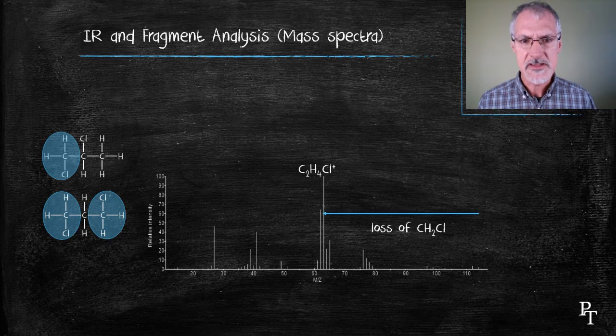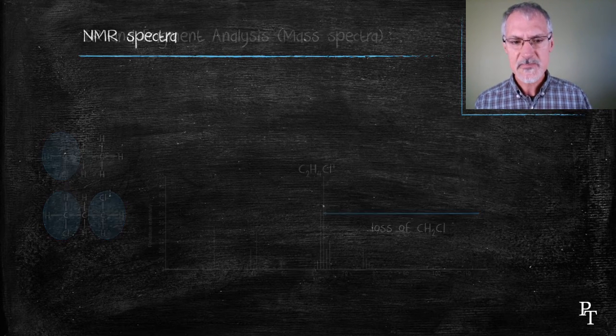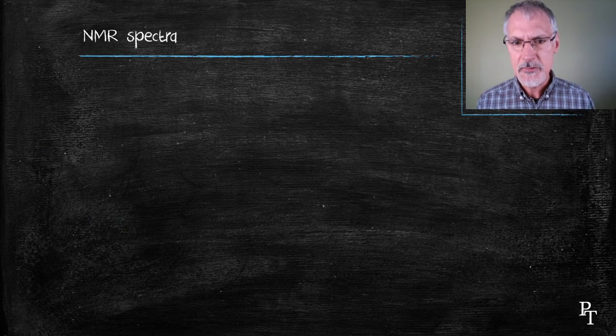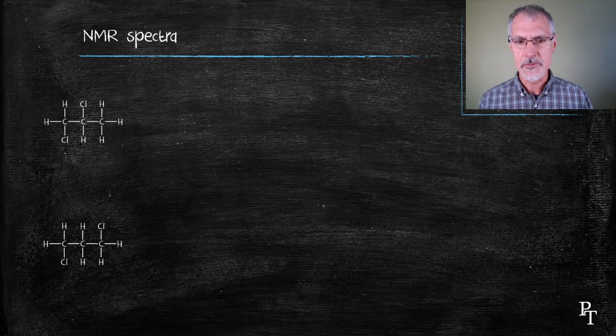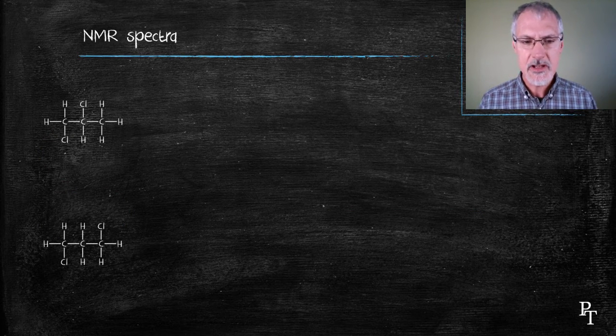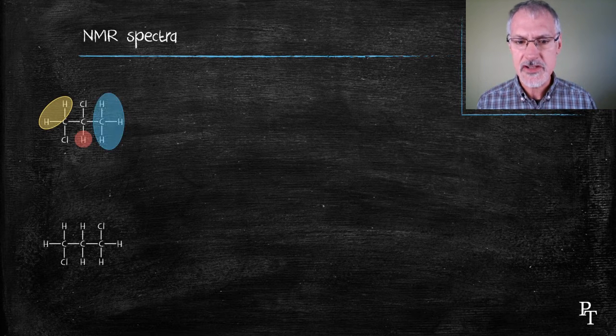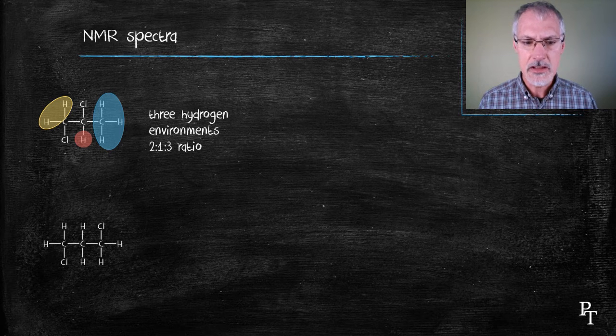To go further, let's look at the NMR. So again, my two candidates. Before I present the NMR, let's make some predictions. Examining the molecule at the top, the 1,2-dichloropropane, I can see three hydrogen environments, and I would expect a ratio of 2 to 1 to 3. If I look at the molecule below, there are really only two hydrogen environments, and I would expect a ratio of 2 to 4, or 1 to 2.